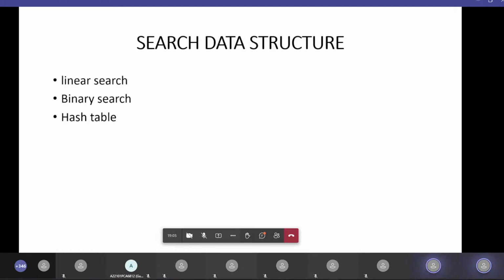So the mid value is not the one I am searching. 5 is not equal to 9. So the element I am searching for is greater than the mid. So it has to go for the elements which are greater than the mid, and the elements less than the mid will be removed.